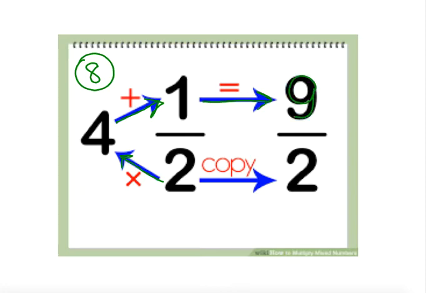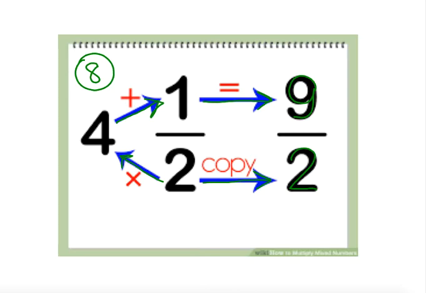Okay? And then we keep the denominator the same, so you just have to copy it since the denominator stays the same. Right? So I'm just going to repeat that. 2 times 4 is 8. 8 plus 1 is 9. The answer is 9/2. So 4 and 1/2 is equal to 9/2.